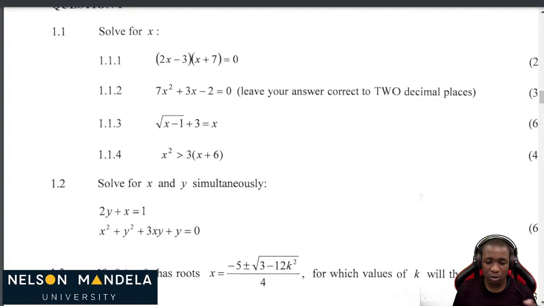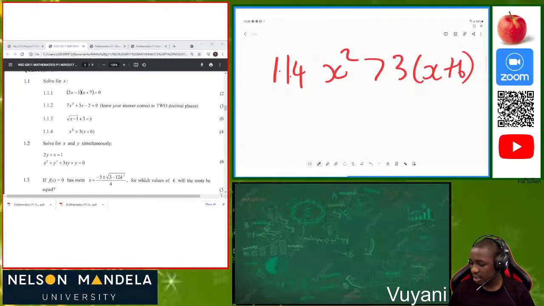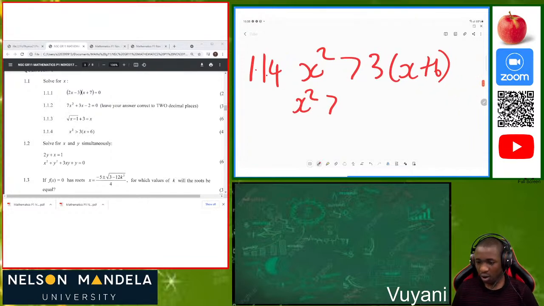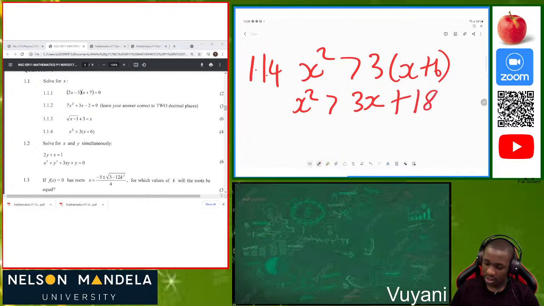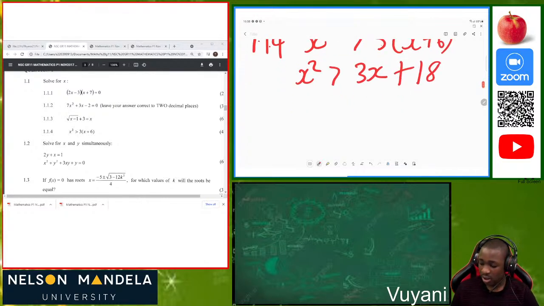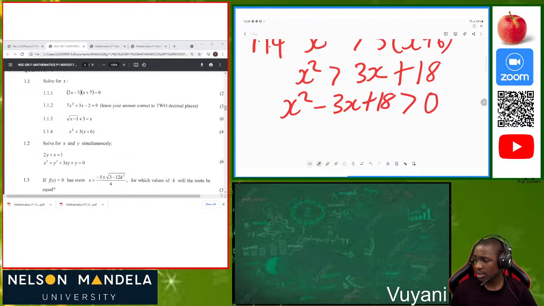We get the values, two values. We have to see where our solution is true when we are done solving it. So without wasting time, here it is. We know that x squared will be greater than, we know how to solve this. We just have to say 3 times x and we get 3x. 3 times 6, we're going to get positive 18. Now let's just have our equation. X squared minus 3x plus 18 is greater than 0.